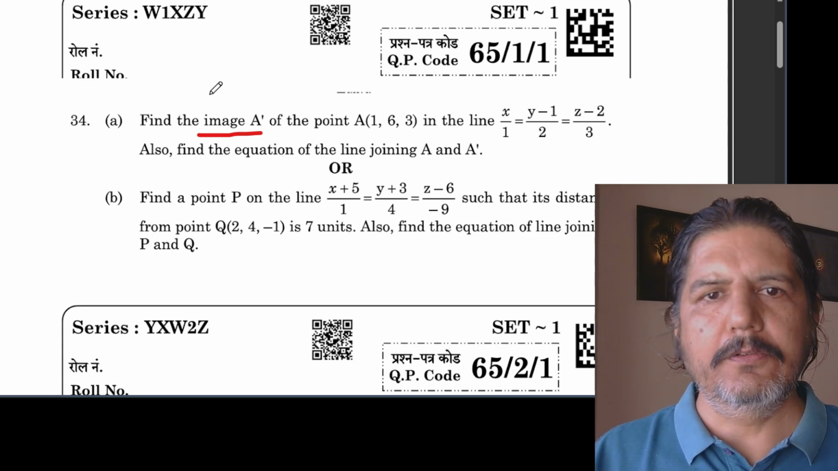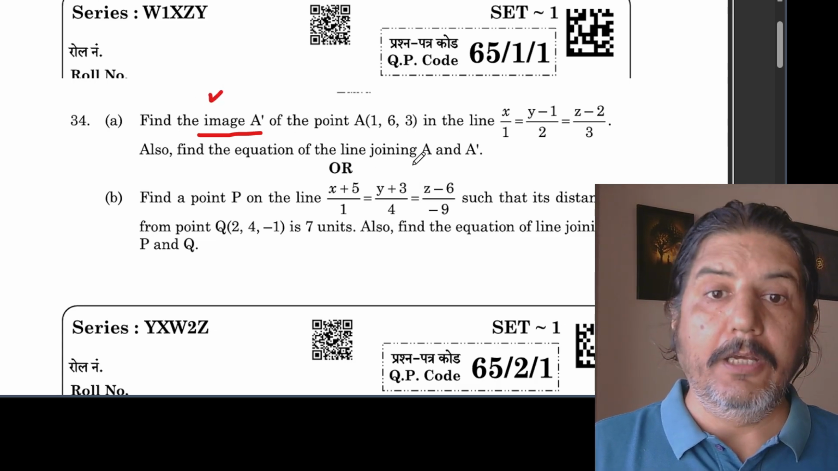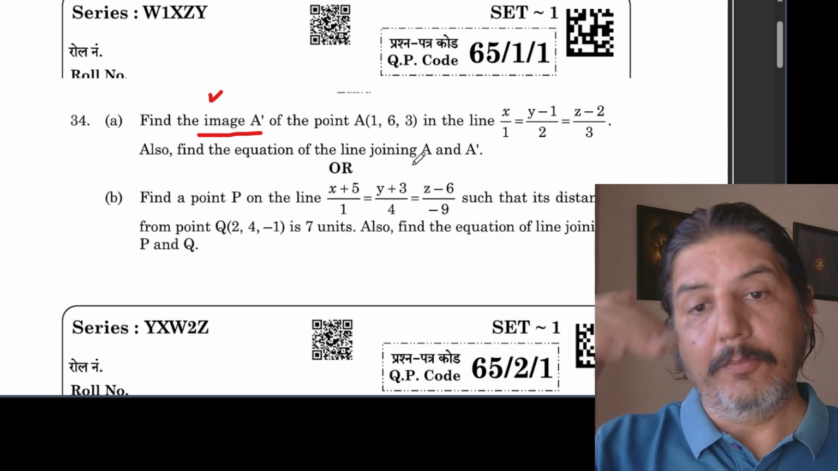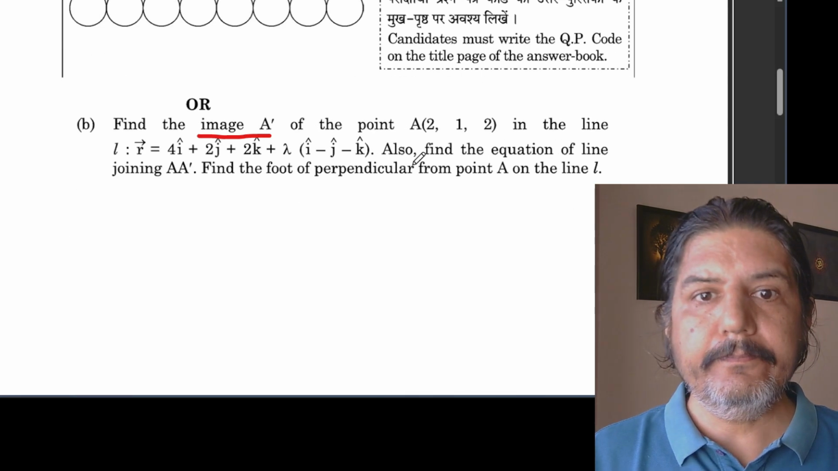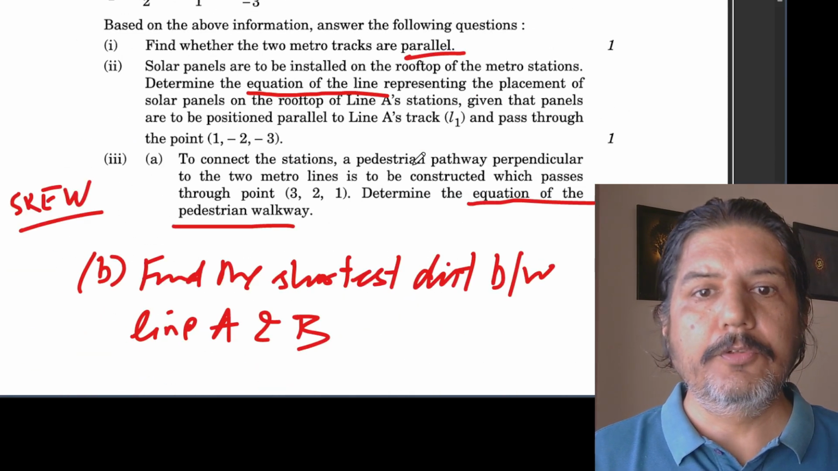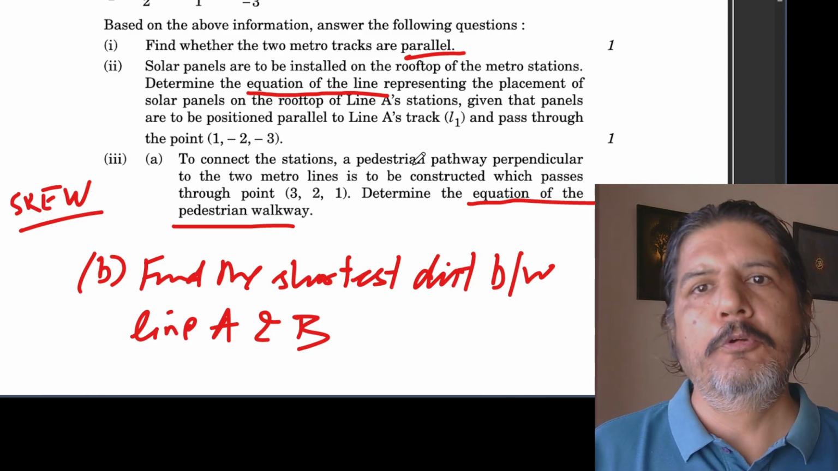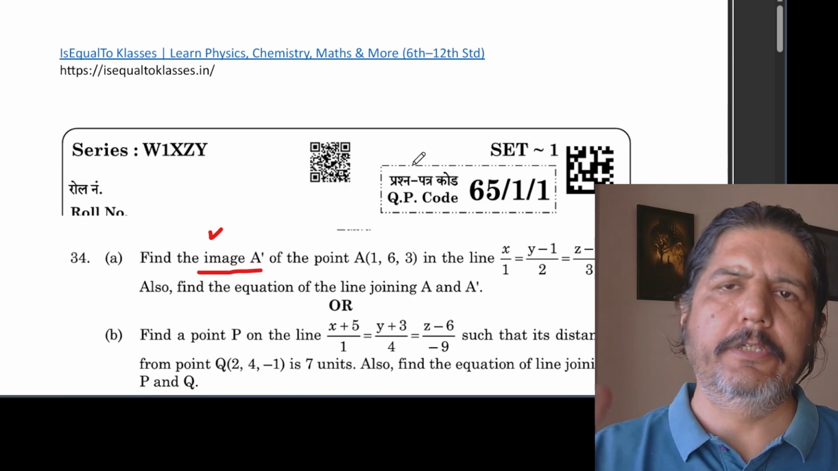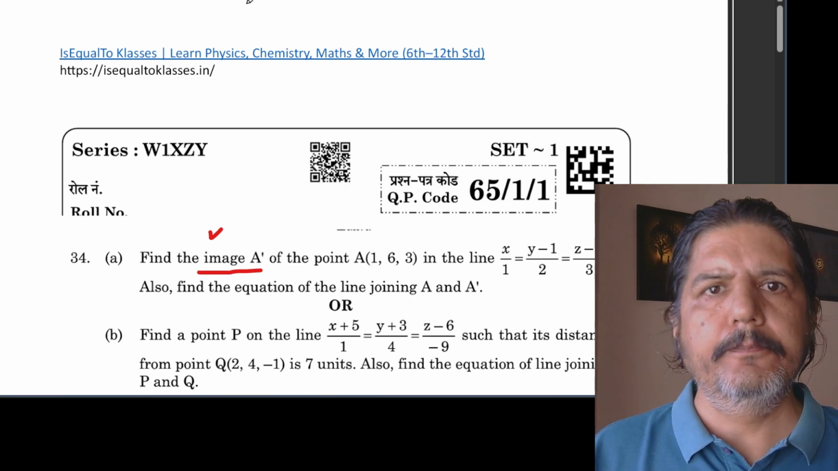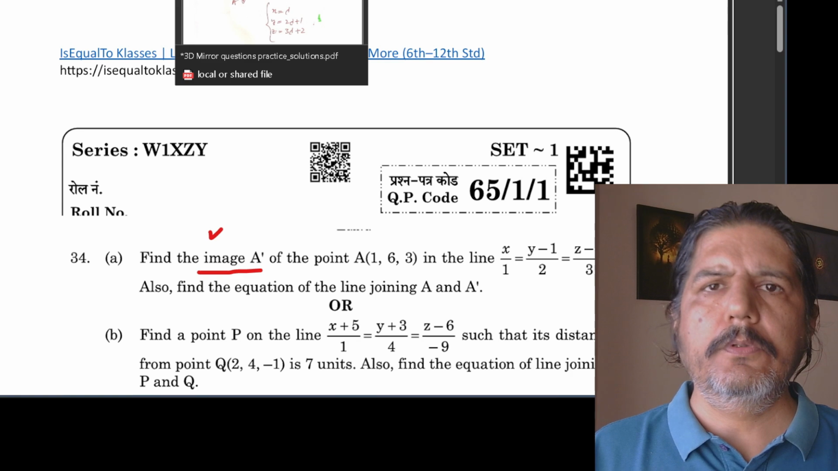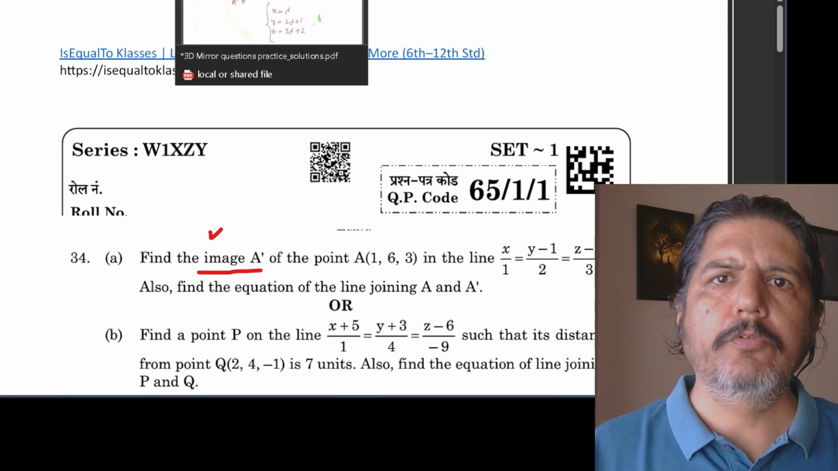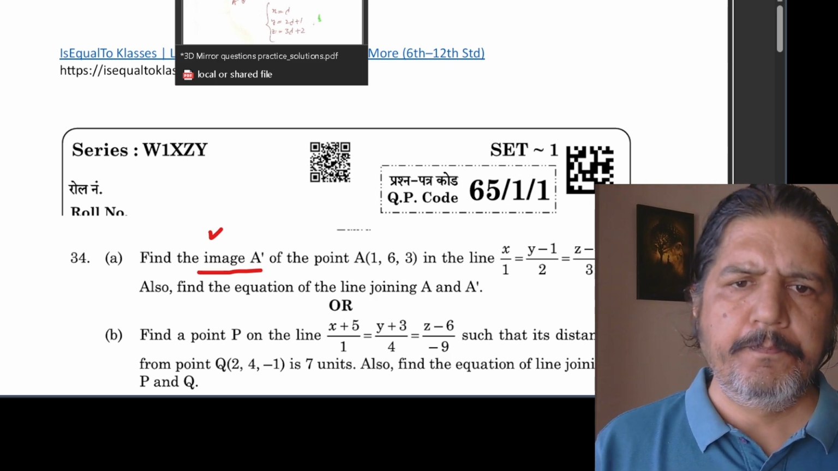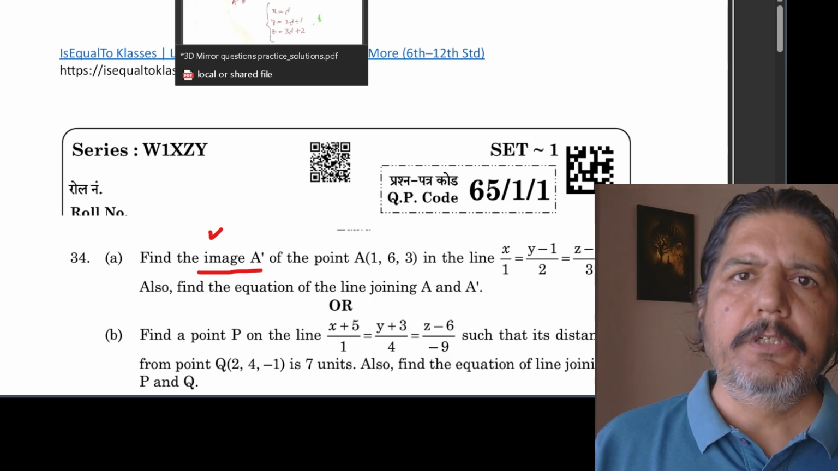I've taken questions like find the image. I've taken questions which take care of the parallel and perpendicular lines property. I've taken questions which will also cover skew lines. I've taken these questions from the set of 2025 papers, and I think this lecture will be very useful for you because you will be able to revise all the concepts used in this chapter.